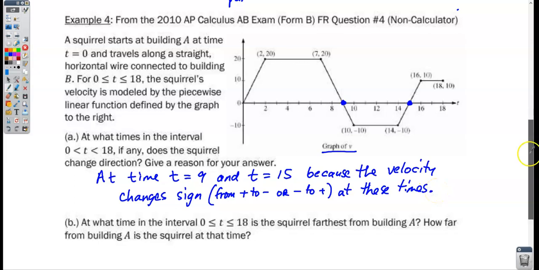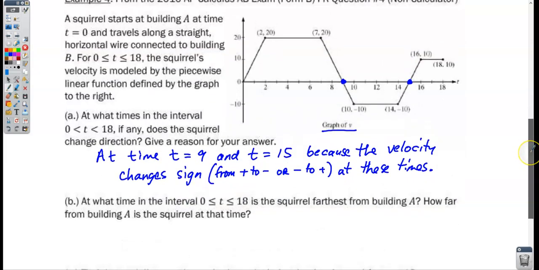All right, part B. At what time in the interval from 0 to 18 is the squirrel furthest from building A? How far from building A is the squirrel at that time? Okay, so let's talk about candidates that we have for when the squirrel is furthest from the building. The squirrel starts at building A, so this left endpoint is not a possibility for when the squirrel's furthest from the building. We have 2 critical points and another endpoint, so really our only considerations here are at t equals 9, maybe 15, maybe 18.